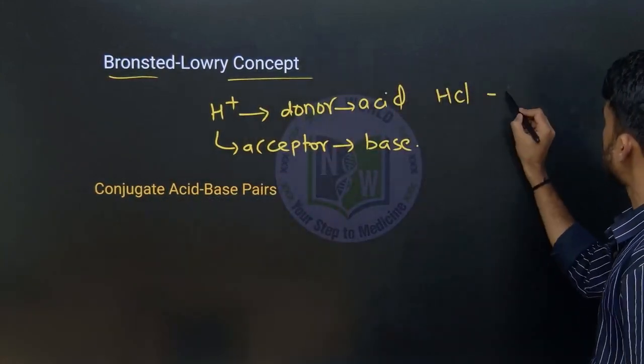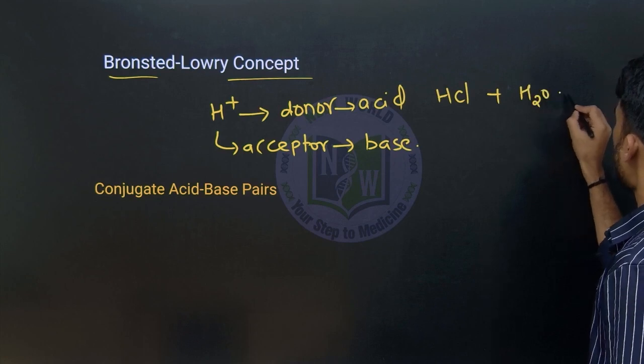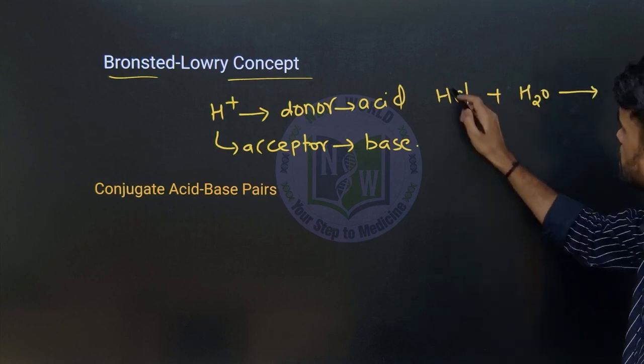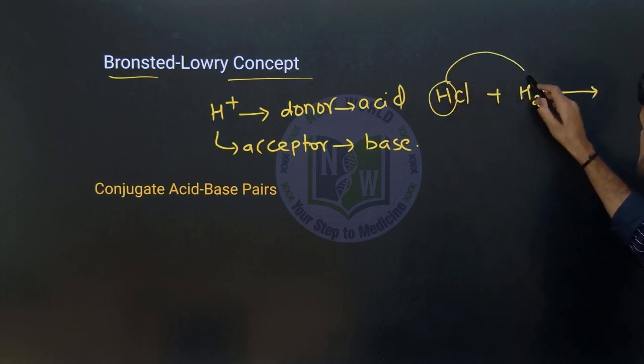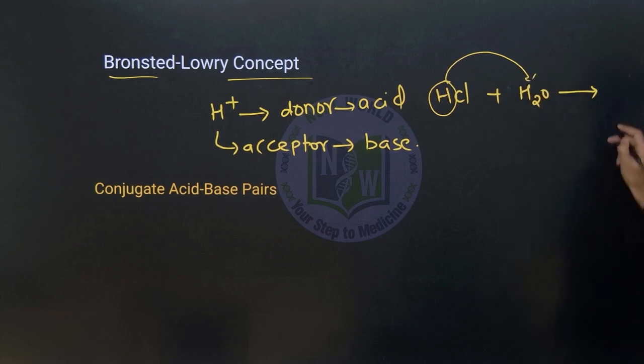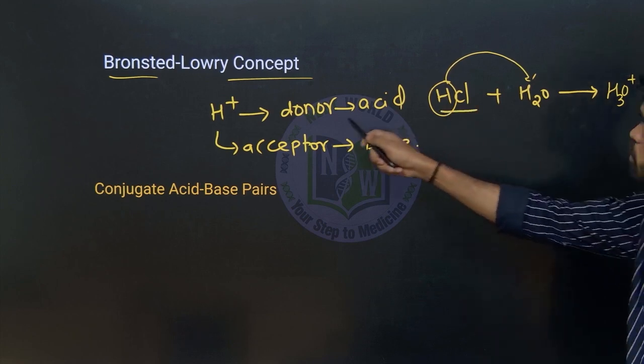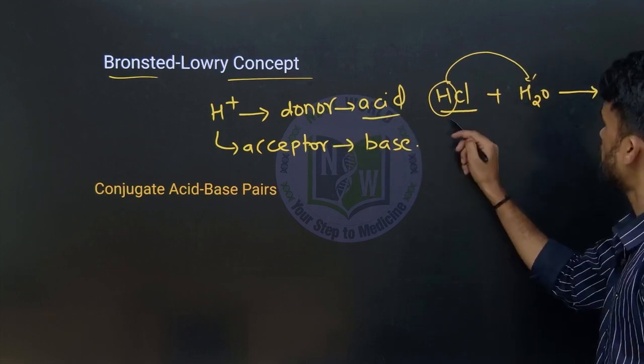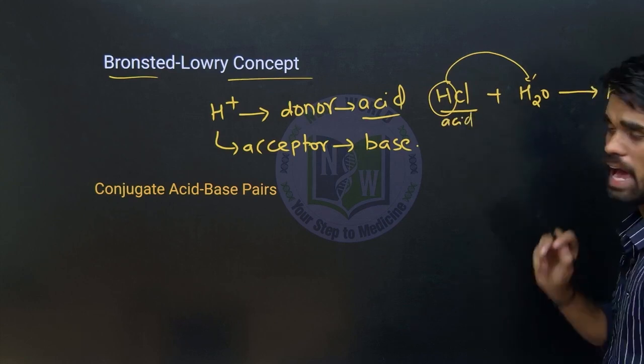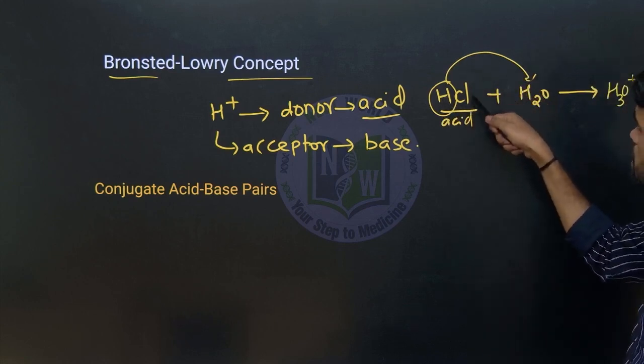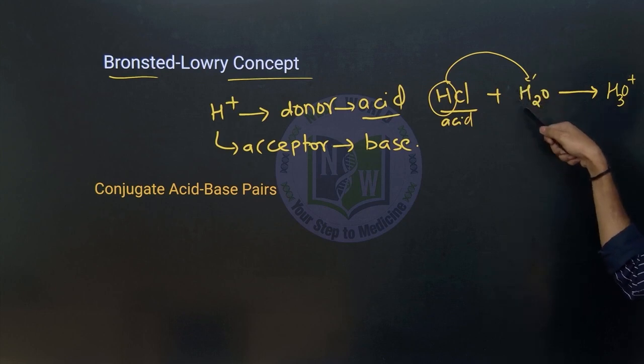I am placing this in water. Look here. This proton is accepted by this water molecule, right? That is why it becomes H3O plus, and the remaining part is Cl minus. So this is donating the proton. The proton donor is what? Acid. HCl is the acid. The proton donor is this one, and the proton is accepted by the water molecule.